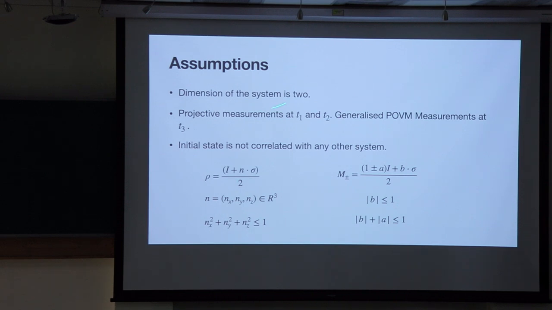And this also goes well with our experiment because there we use the path degrees of freedom of a photon to do the experiment. The second is that we are using projective measurements at the first times and general measurements at the last. And this also goes well with our experiment, which I'll show later. And the third assumption is that the initial state we are using is not correlated with anything else. This is a very dangerous assumption, and we don't like it, and we would like to remove it in the further discussion.